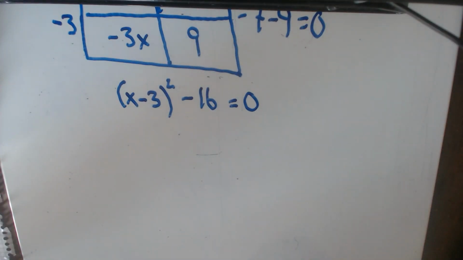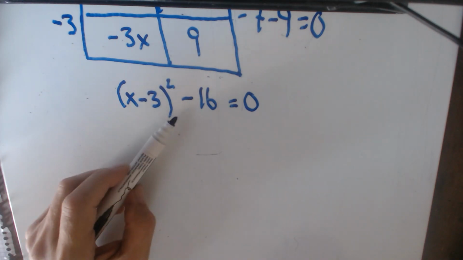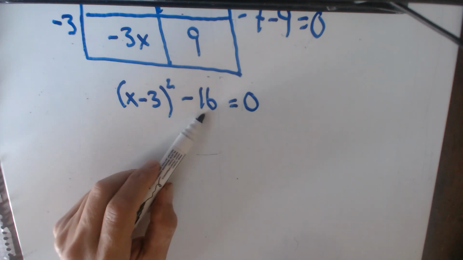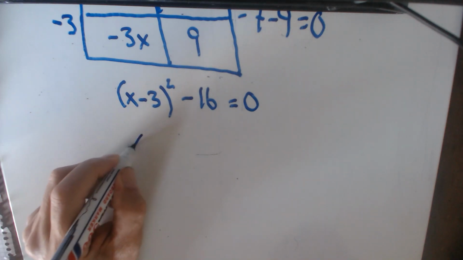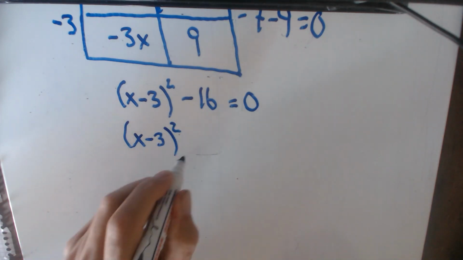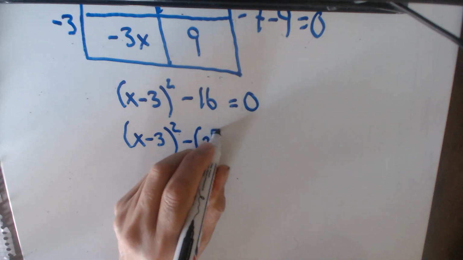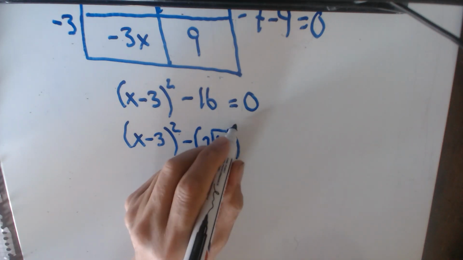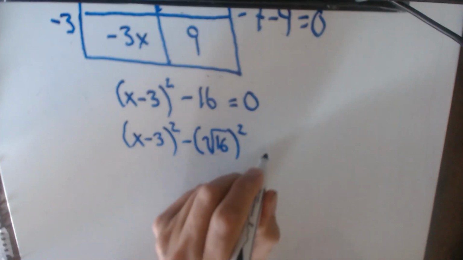And what you see here now, you have one term squared, and the next one here, it should be also squared. So we rewrite it as x minus 3 squared minus parenthesis square root of 16 and parenthesis squared equals 0.